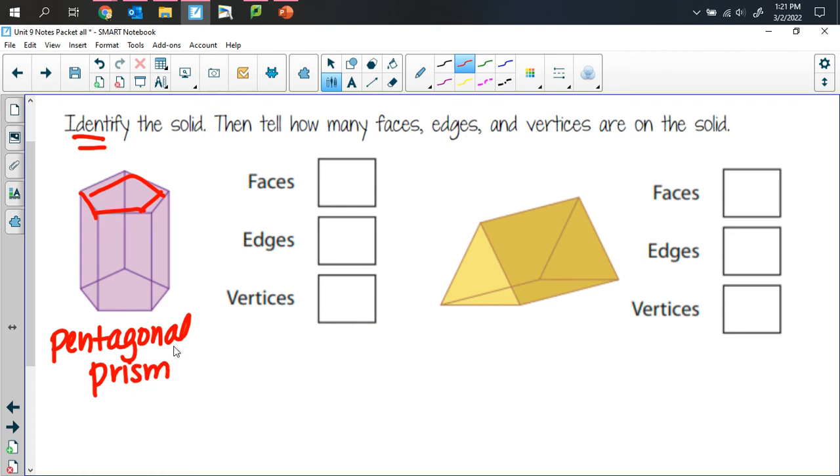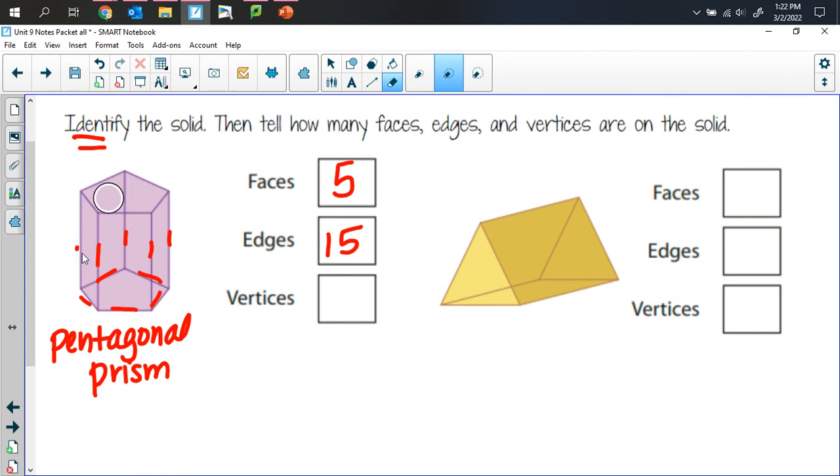Because it is a prism, we know that we have 2 bases. The faces are all the rectangles that connect them together. If we count up all those rectangles, there are 5 of them connecting. Edges are going to be any of our lines. So going around the side, we have 1, 2, 3, 4, 5. We also have 6, 7, 8, 9, 10, 11, 12, 13, 14, and 15. So there are actually 15 edges on here.